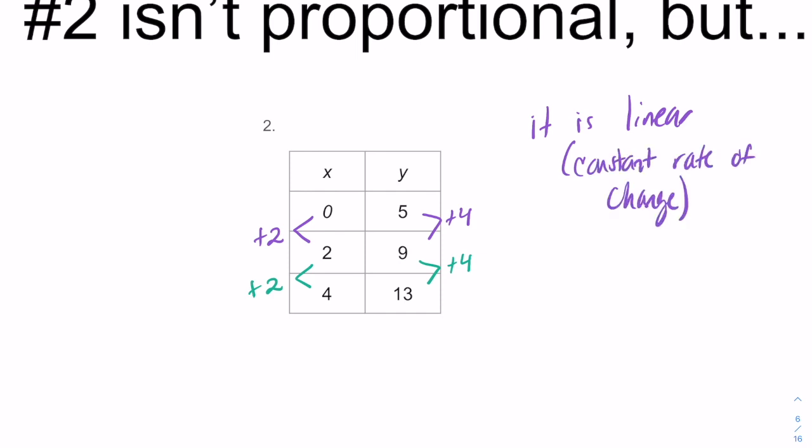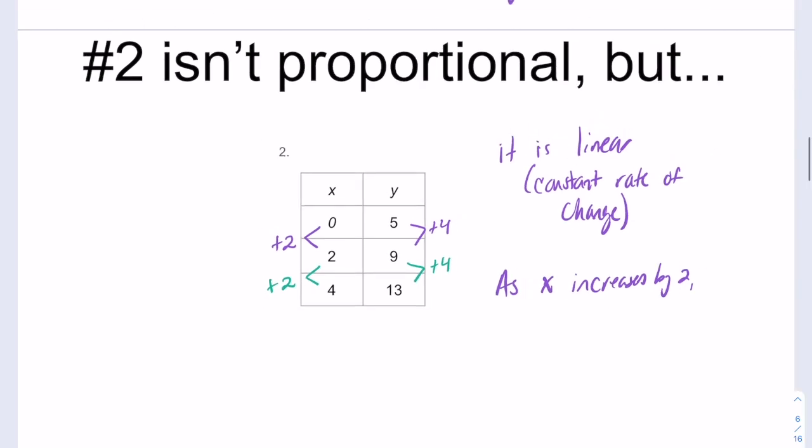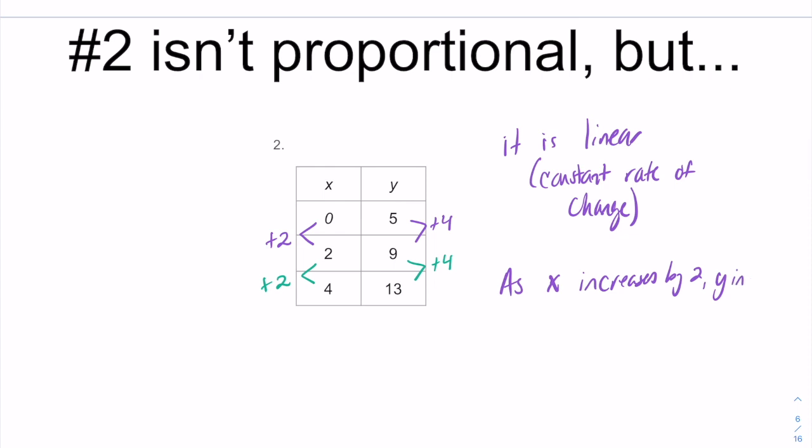And we could go a little further, and we could write a sentence: as x increases by 2, y increases, I'm going to abbreviate that, by 4. One thing that we were looking at today is we used that to help us find the unit rate. So we scaled that down. To find a unit rate, we need to know what happens as x increases by 1. We need to figure out what happens to y.